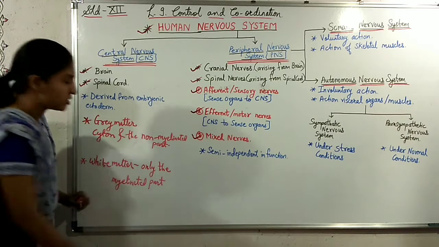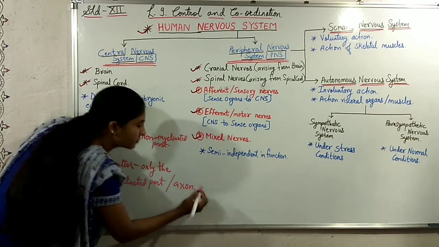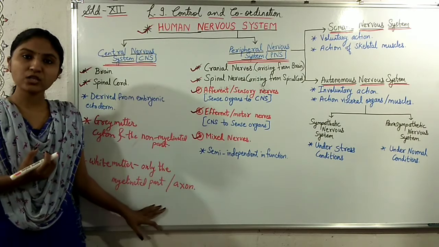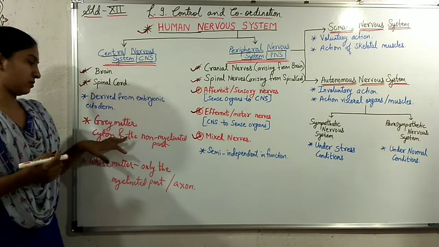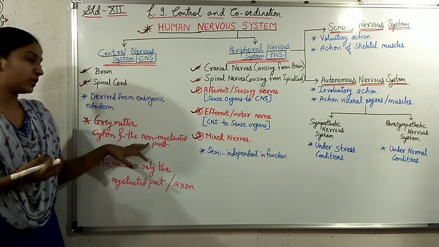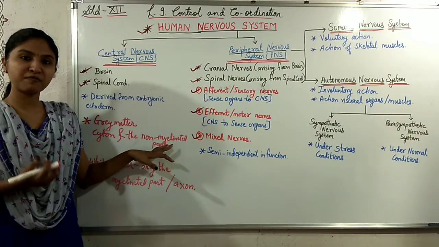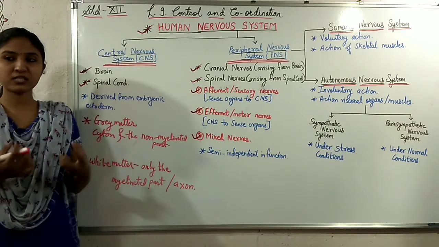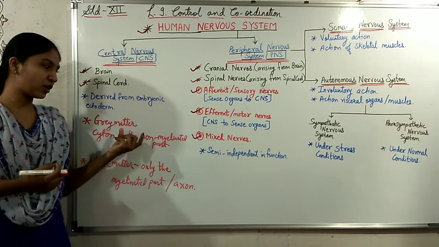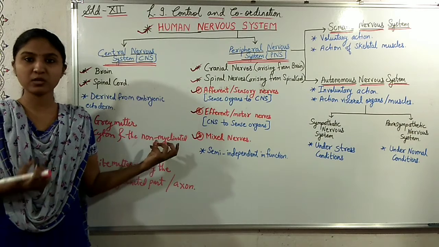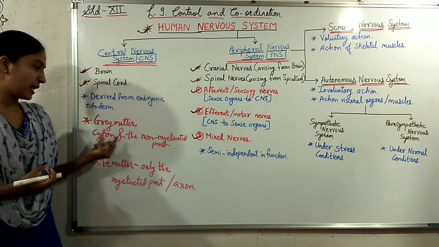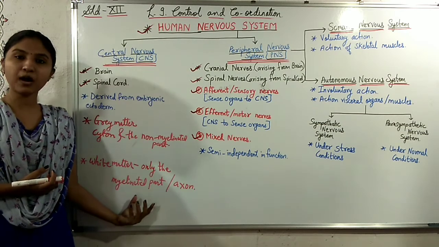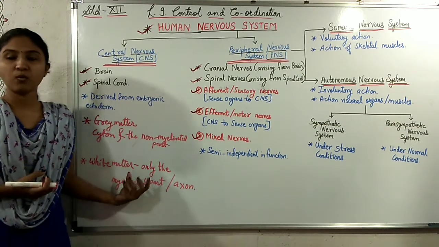The myelinated part of the neurons is the axon. Axons are covered with myelin sheath. So the axons are the white matter, whereas the cyton or the cell body and the non-myelinated part of the nerve fibers are the gray matter. Wherever the cell body and the non-myelinated fibers are found more, that part is called the gray matter, and wherever the white or myelinated part is found more, that is called the white matter.